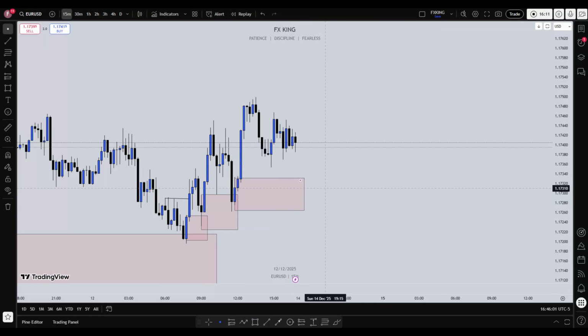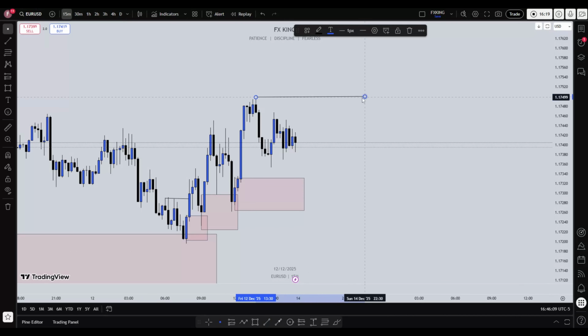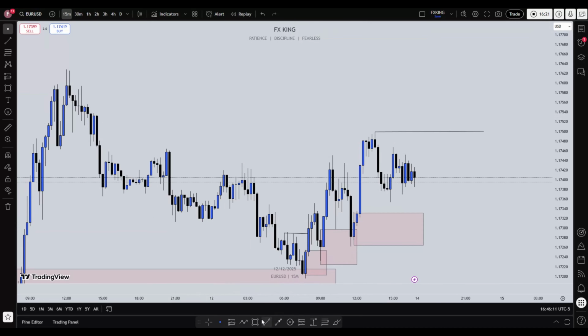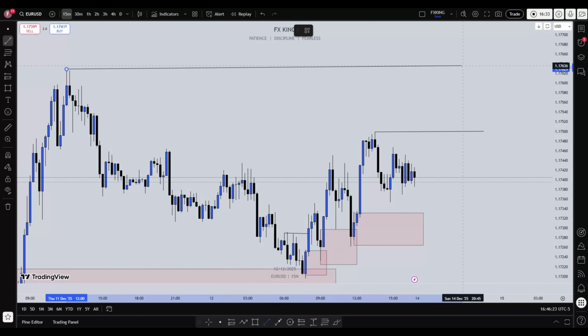We should be looking for EURUSD to mitigate, and then we can see if we can get a good entry and we target this high as our TP1. Then we can target this high here as our primary TP, as our TP2, right? This high. That high should be our TP2.